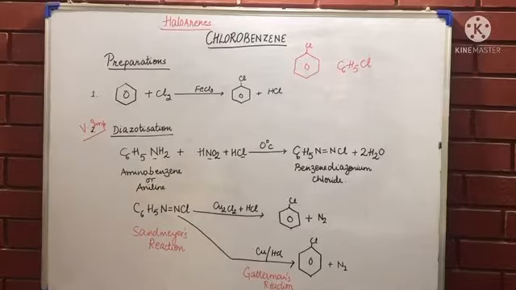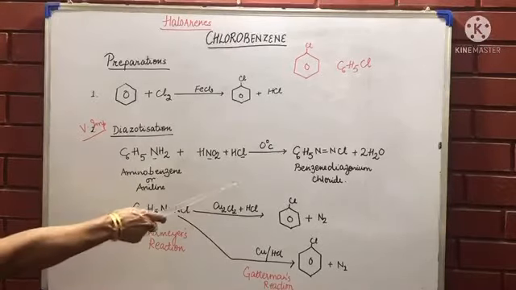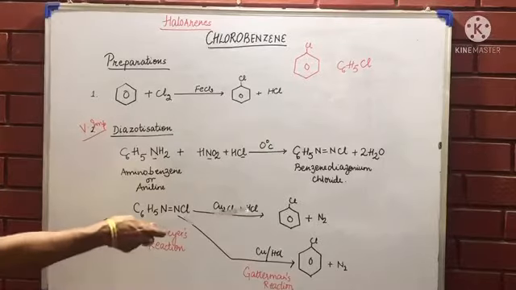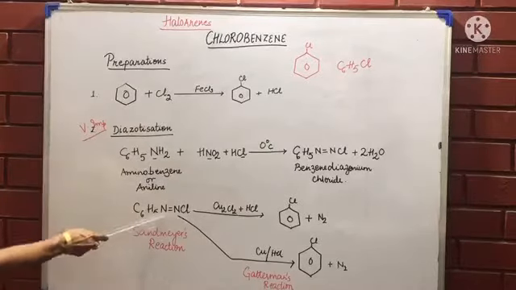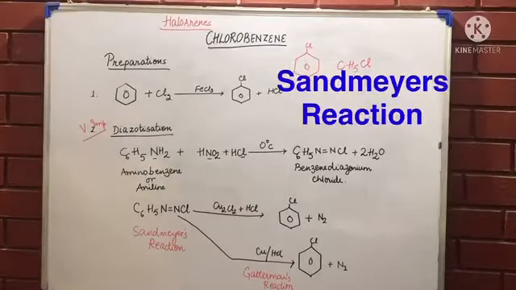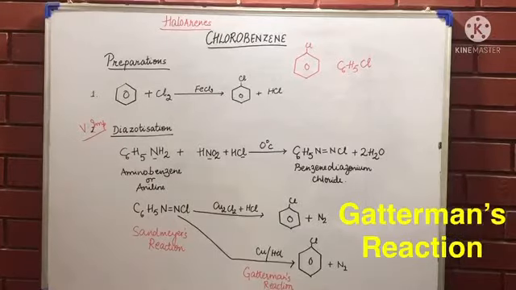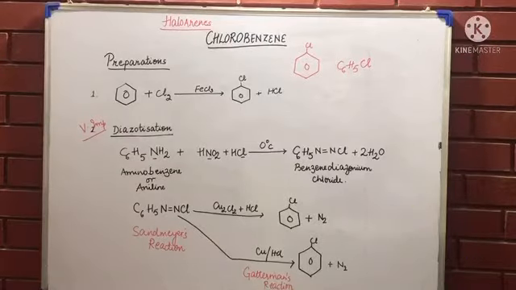Benzene diazonium chloride is an important compound which can make many other compounds. So we will come across this reaction many times. At the moment, benzene diazonium chloride is reacting with cuprous chloride, Cu2Cl2, in presence of HCl to give chlorobenzene and nitrogen, and this reaction is known as Sandmeyer's reaction. If the same reaction is done in presence of copper and HCl, same products, the reaction will be known as Gattermann's reaction. So two types of reactions from benzene diazonium chloride can give you chlorobenzene.